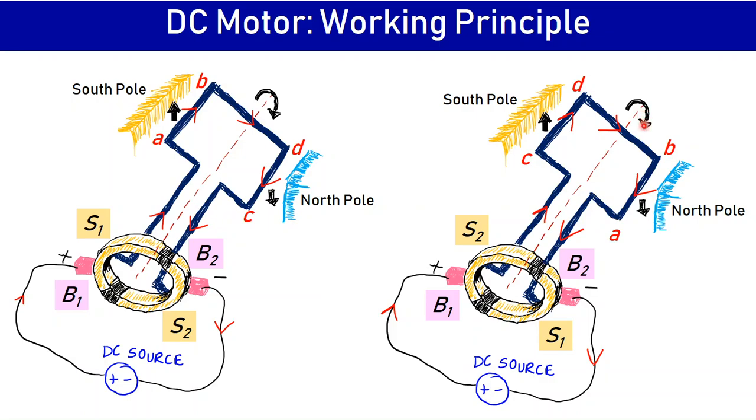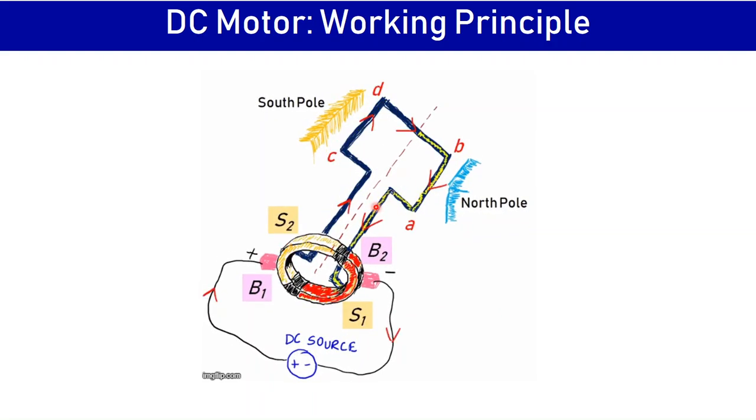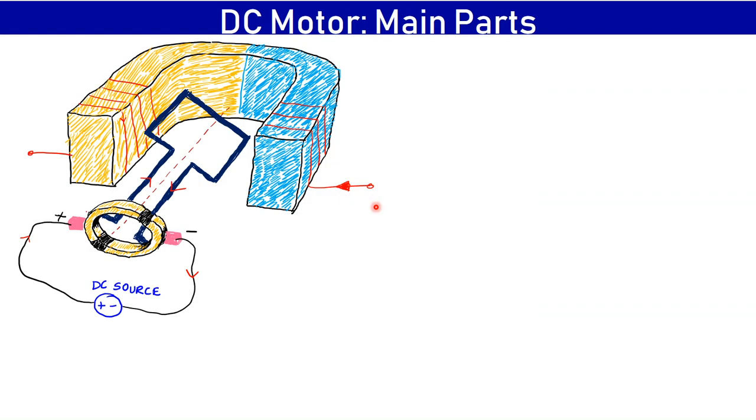So this is how we will achieve a unidirectional torque with the help of a commutator, and the coil will rotate in one direction. So this explains the working principle of a DC motor, and this also helps us to identify the main parts of a DC motor. Now, when I was talking about a permanent horseshoe magnet, the actual magnet is not horseshoe and it is not permanent.